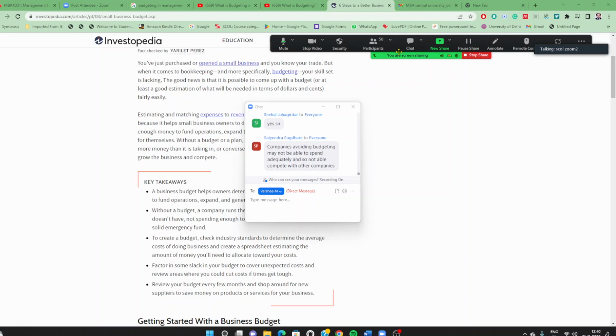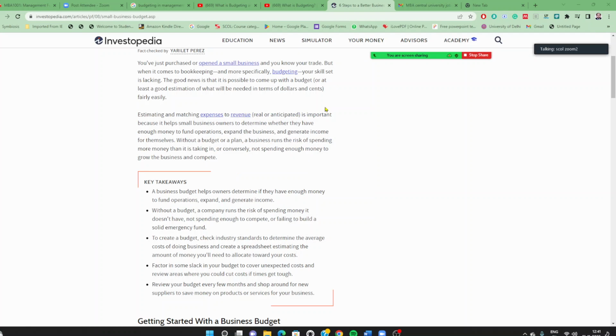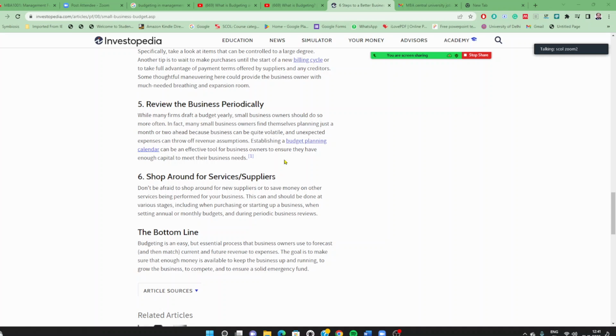Budgeting is nothing but putting your revenue and expenses in black and white. In layman's words, putting it in numericals, in figures. So that is one of the parts of planning. Okay, so let us move ahead. This is what we have covered.